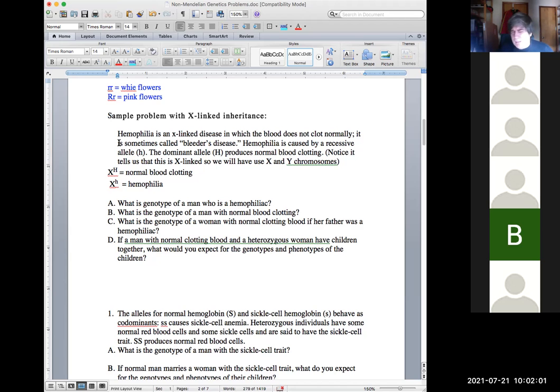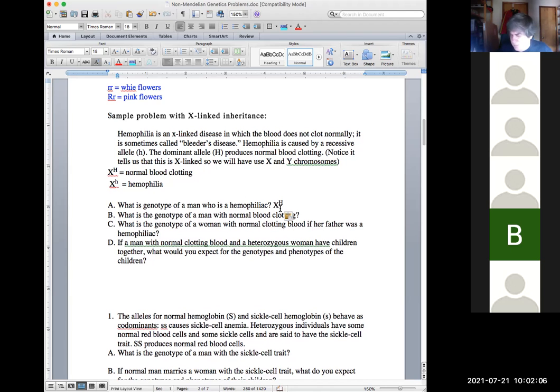So what's the genotype of a man who's a hemophiliac? Now he only gets one X chromosome, and that X chromosome has to have a little h on it. His other sex chromosome is a Y, and because this is an X-linked characteristic, it's on the X chromosome. If it was Y-linked, then it would be on the Y chromosome, but not on the X.